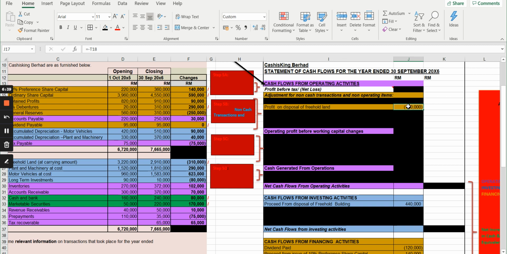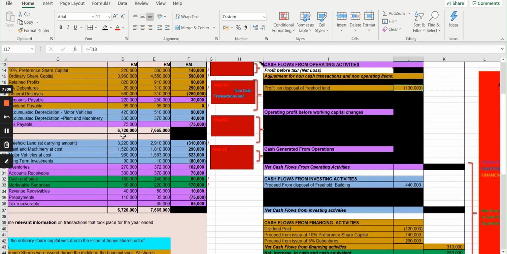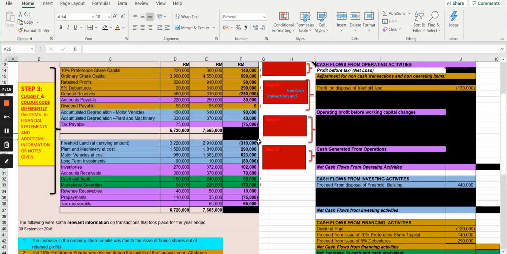Whatever items that previously you added to arrive at the profit before tax, now you need to do the reverse, which is you are going to deduct or take it out or remove it from the profit before tax, because this is non-cash income. So you will remove that profit. The second one is looking at depreciation. There is no depreciation for you to remove because this is a non-depreciable item. Now we go to the next item.